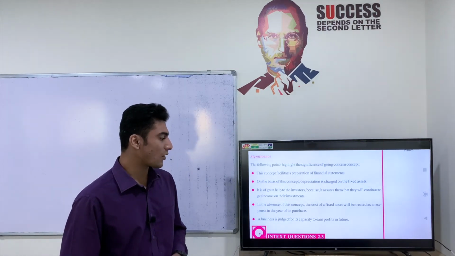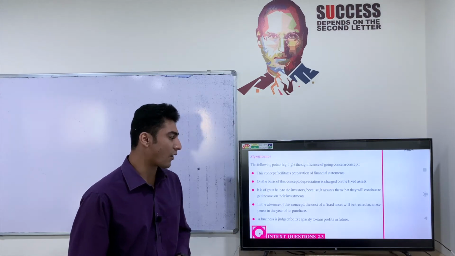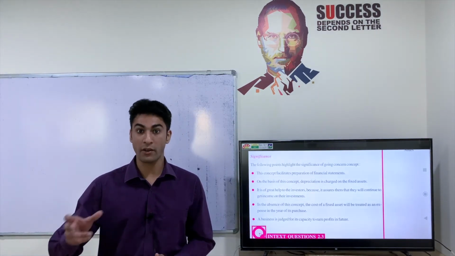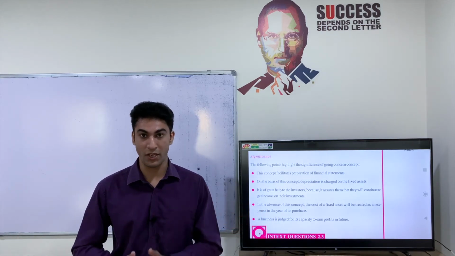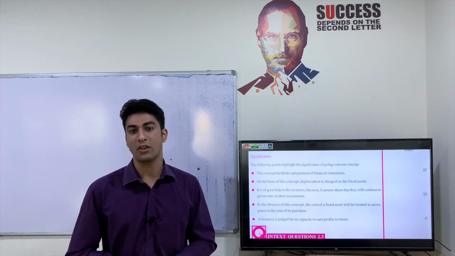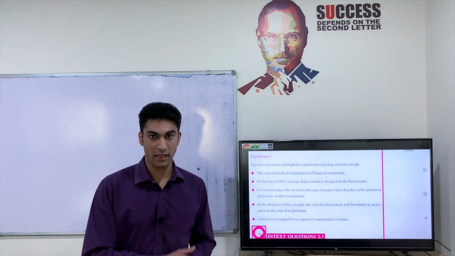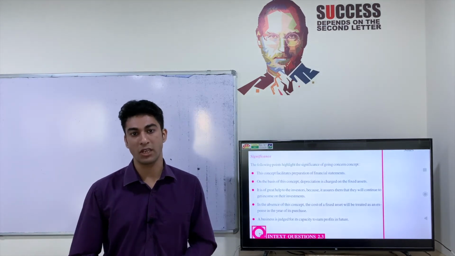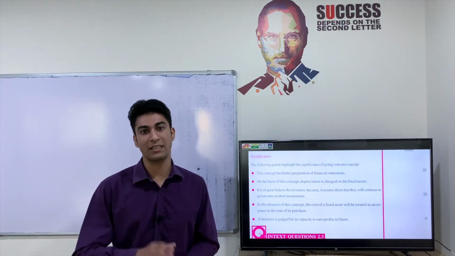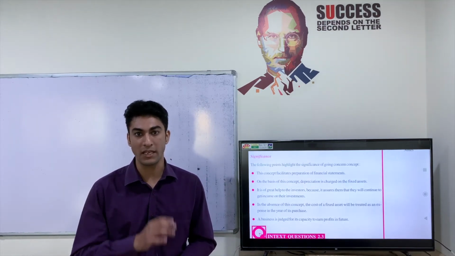In the absence of this concept, the cost of a fixed asset will be treated as an expense in the year of its purchase. Now, in the absence of this concept, what are you going to do? Let us say that I bought this machine for 50,000 rupees and I am missing out this going concern concept. That means even though I know that the expected life of my machine is 5 years, I will have to write off 50,000 this year itself. From my assets, I will have to reduce the value by 50,000 rupees this year itself.